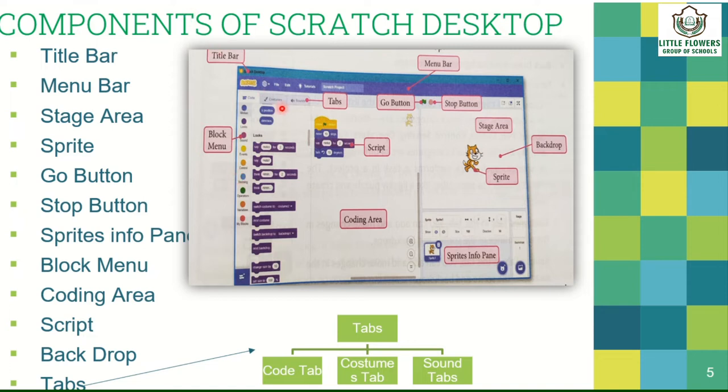Now next is the custom tab. In this tab you can add and make changes in the appearance of the sprite and the background. Now next is the sound tab. This is the sound tab, and with the help of the sound tab you can add and make changes in the sound of the sprite and the backdrop. You can add sound to your backdrop or to your sprite.